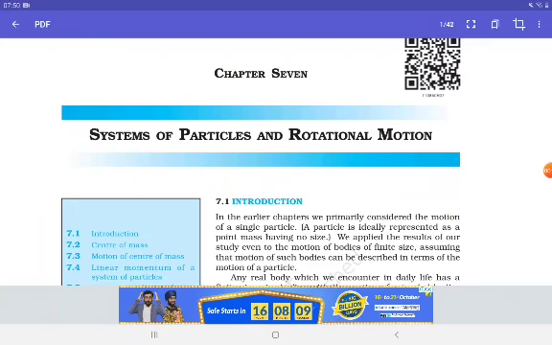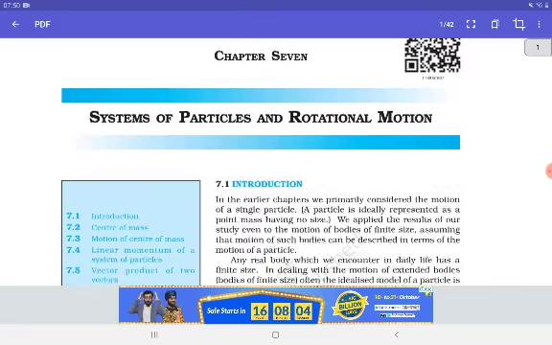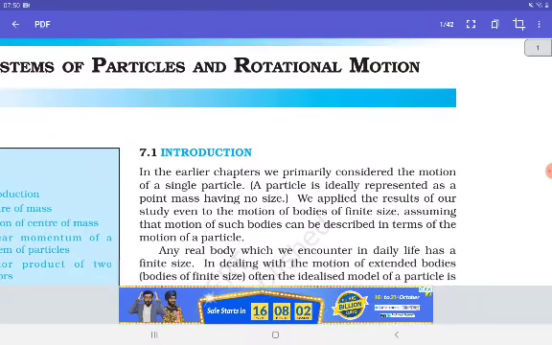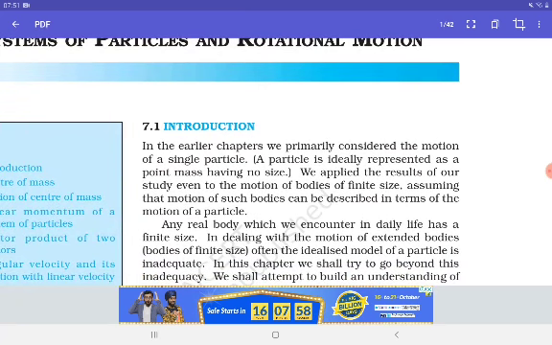Today we are going to start with chapter number 7, Systems of Particles and Rotational Motion. In the earlier chapters, we primarily considered the motion of a single particle. A particle is ideally represented as a point mass having no size. We applied the results of our study even to the motion of bodies of finite size, assuming that motion of such bodies can be described in terms of motion of a particle.